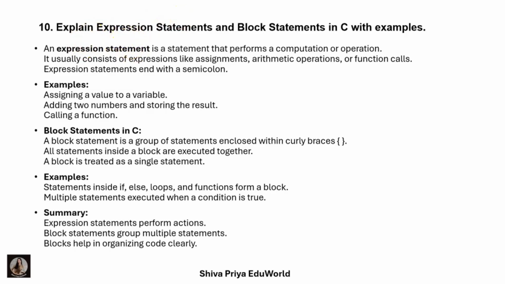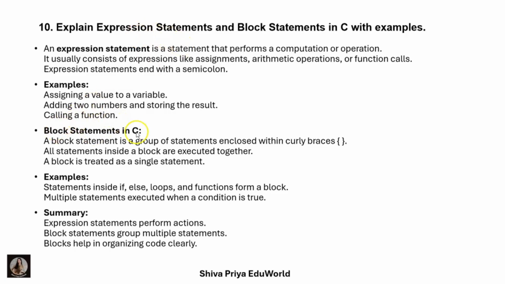An expression statement performs a computation or operation, that is arithmetic, assignment or function call. I have already told you that each statement, here the expression statement also, ends with a semicolon. For example, assigning a value to the variable, that is a = 10. Assigning the value 10 to the variable a. Clear? And adding two numbers and storing the result. For example, I have taken a = 2 and b = 3. I'll take one more variable, c = a + b. The result will be stored in variable c. Calling a function. These are all the examples of expression statement.